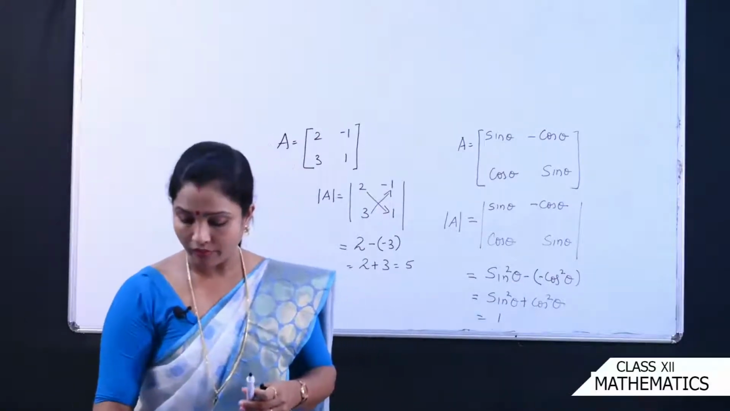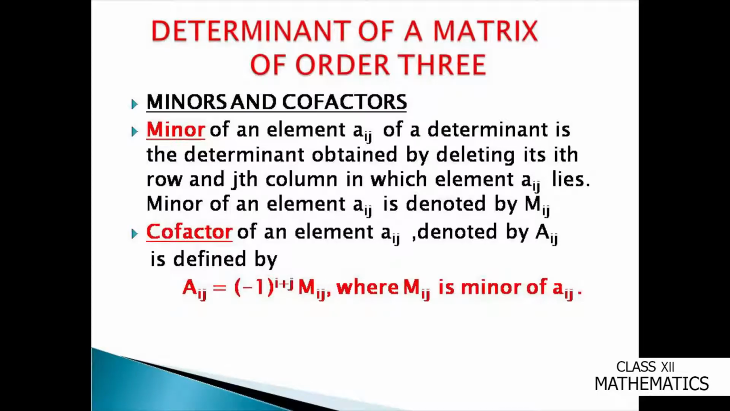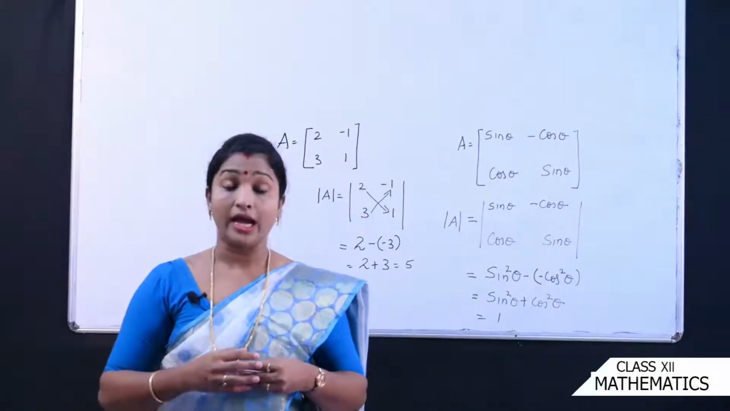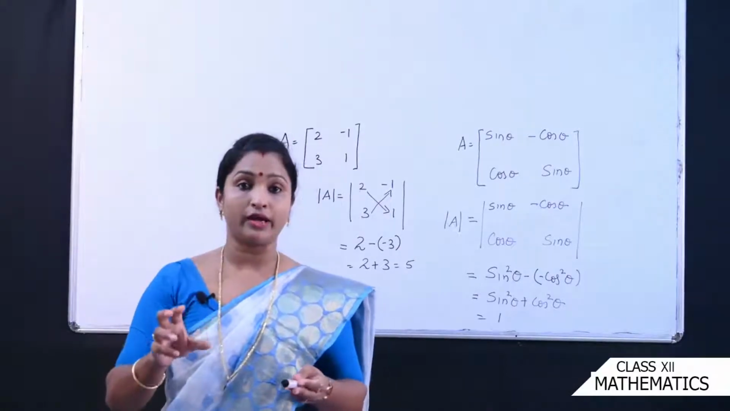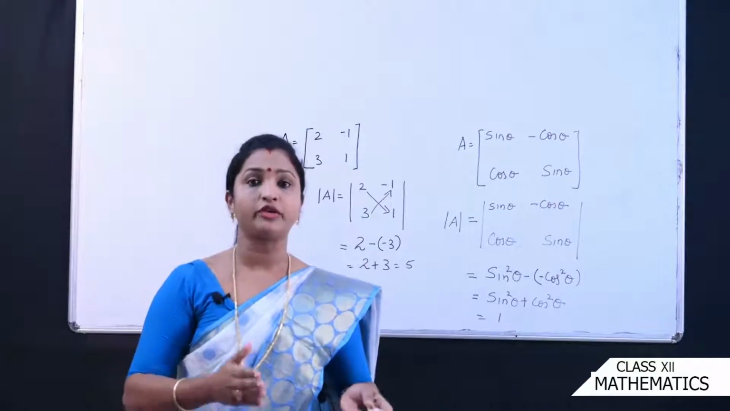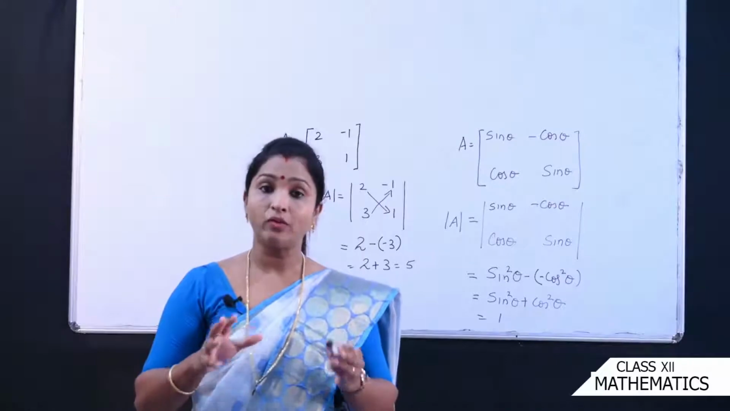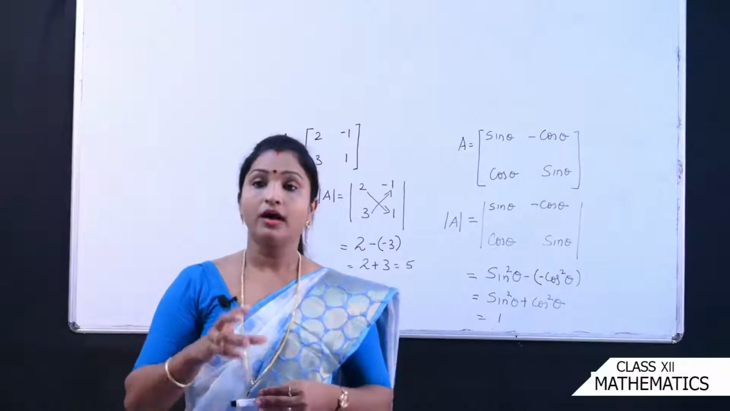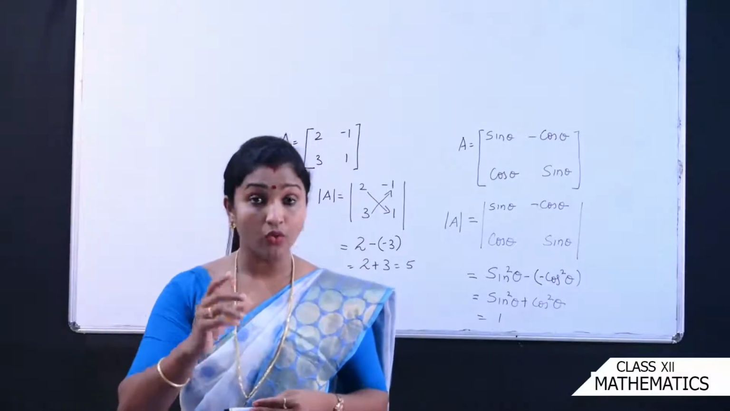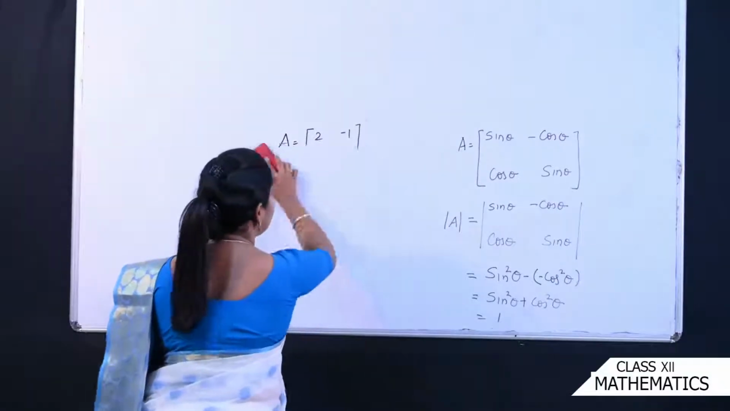Clear? Now we'll go to the next one, which is very, very important. That is determinant of a matrix of order 3. So before explaining the determinant of a matrix of order 3, I just want to tell you about the minors and cofactor. Although this minor and cofactor is a little later in your textbook, I think after 4.3 they have introduced this topic, but I want to explain you at this moment. Why? Because if you want to expand a matrix of order 3, you must know what is a minor and what is a cofactor.